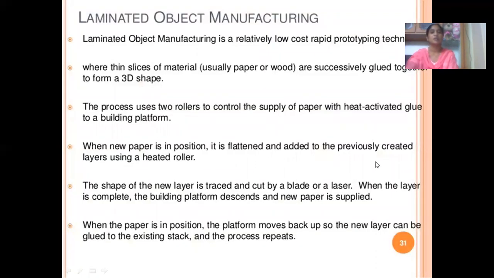Next, laminated object manufacturing is one of the rapid prototyping technologies, where thin slices of material are successively glued together to form a 3D shape. The process uses two rollers to control the supply of paper with heat-activated glue to a building platform. When a new paper is in position, it is flattened and added to the previously created layers using a heat layer.